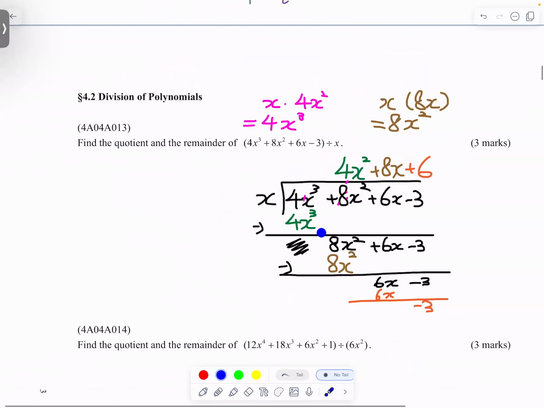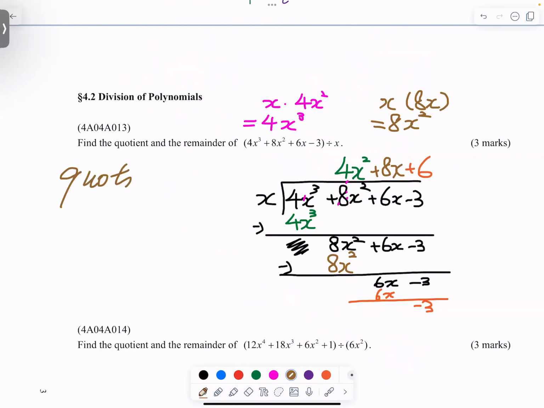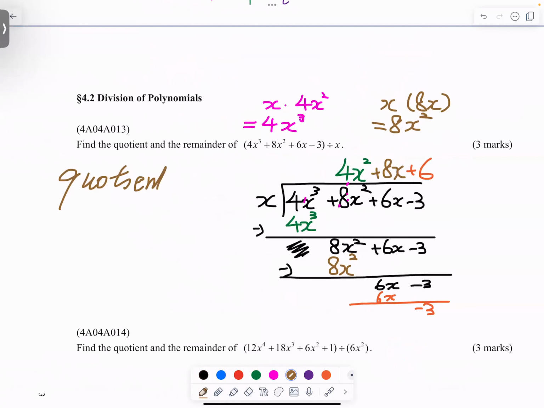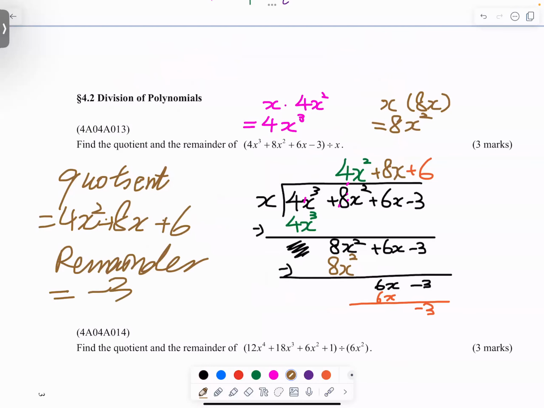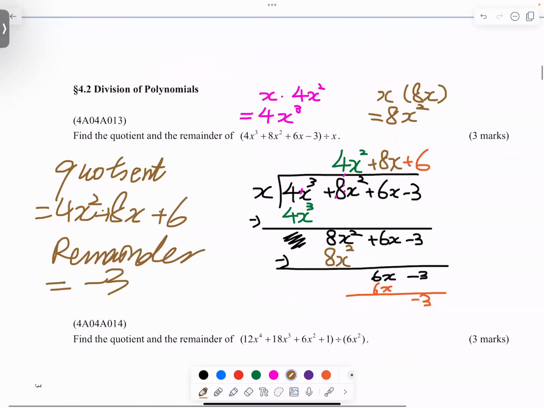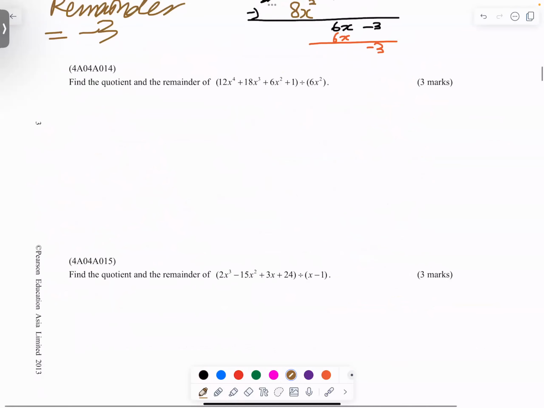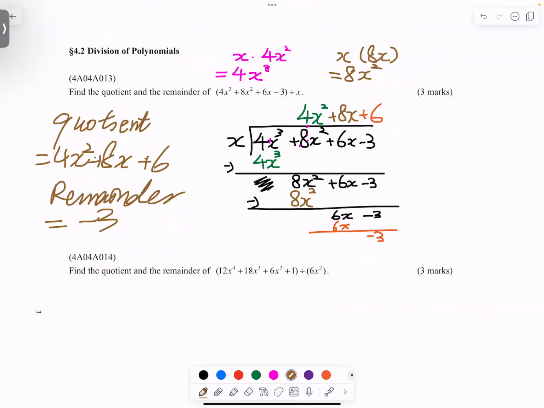After doing the long division, you can write your answers. Your quotient is 4x squared plus 8x plus 6. And then your remainder is -3, like that. Of course, this still looks complicated, so you can try to do the next question on your own. It's normal to do it wrong the first time, but still try, and then let's see where you get it wrong first.